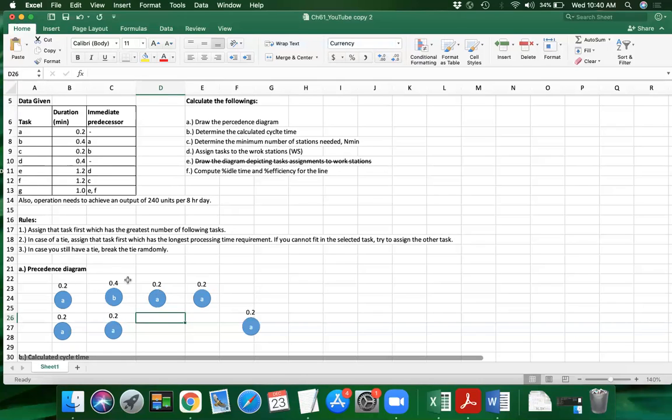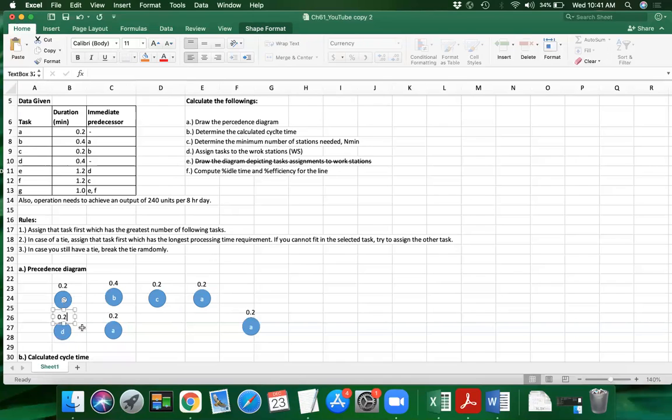So C follows B, and C takes 0.2 as well. So this is my C, and it takes 0.2 minutes, okay? And D does not follow anyone, so it's a starting activity. So this will be here because there are no activities before D, okay? And it takes 0.4 minutes.